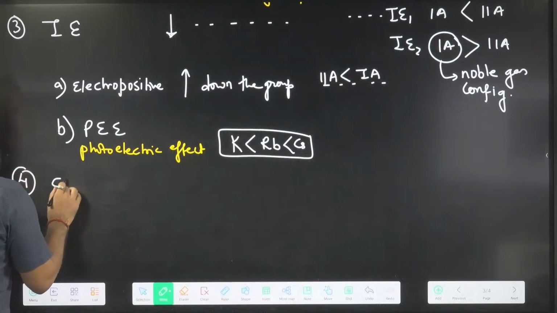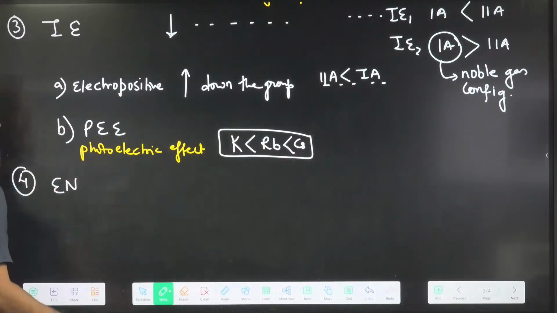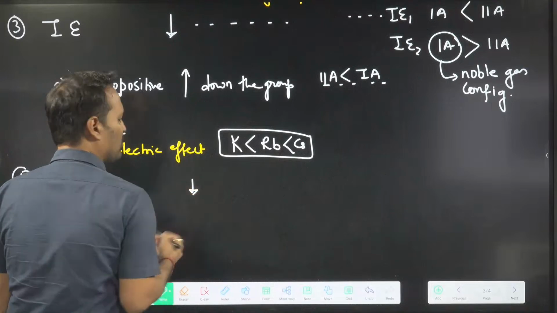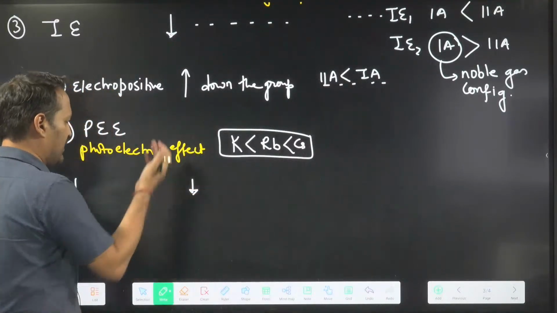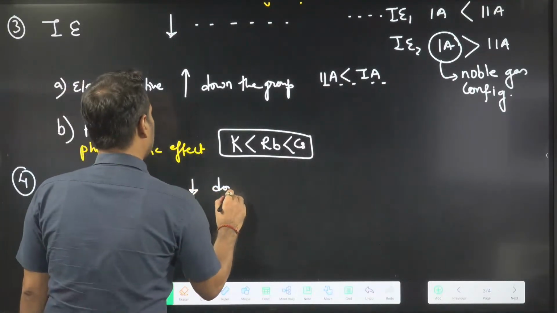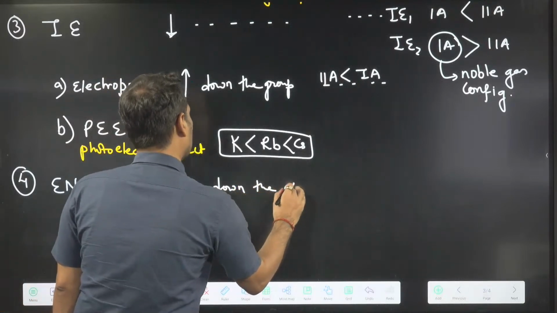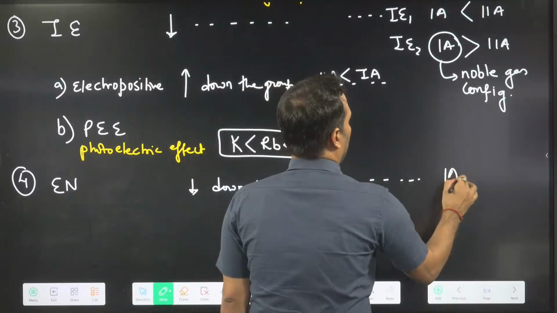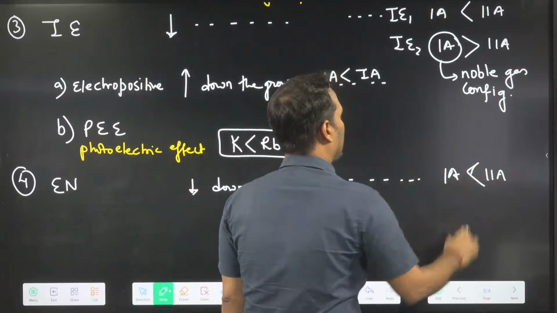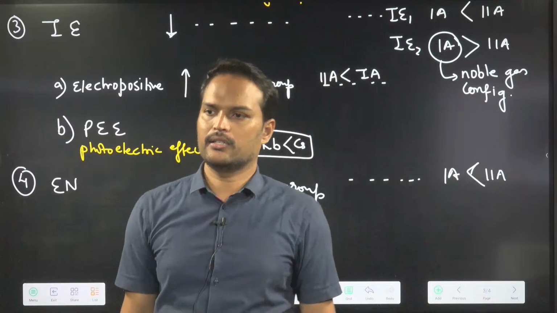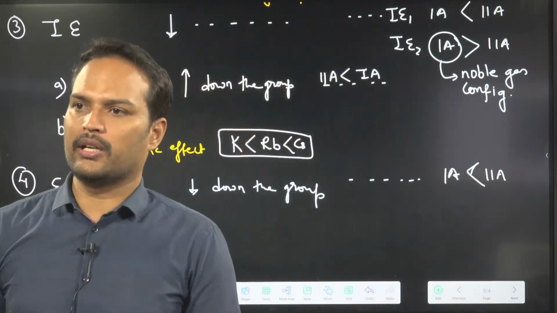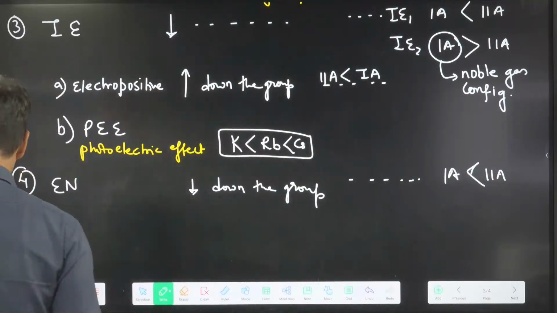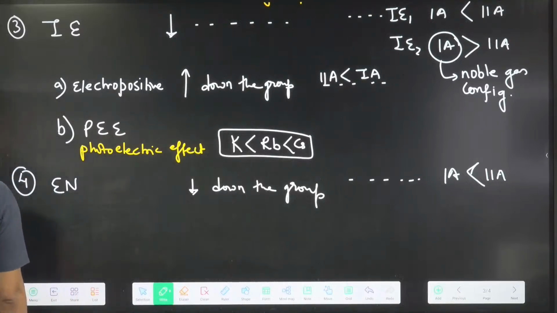Come to the fourth point. Fourth point is electronegativity. Everyone knows, sir, nothing new. Electronegativity decreases down the group. Here also same. But who is more, 1A or 2A? In a period it increases. Clear with this point? Have a look once quickly. Is it done?